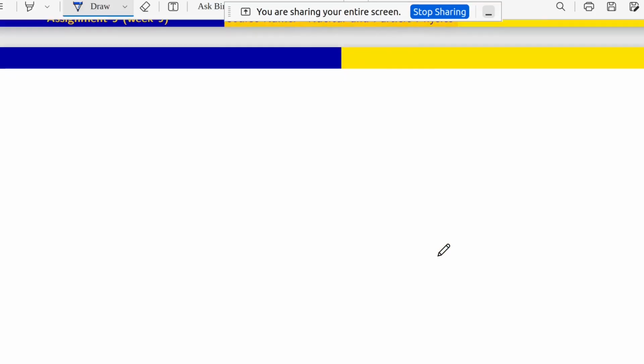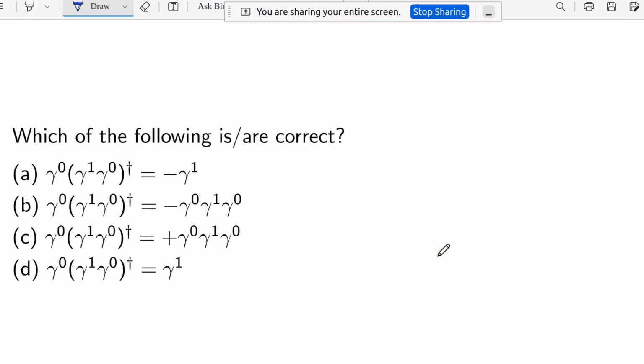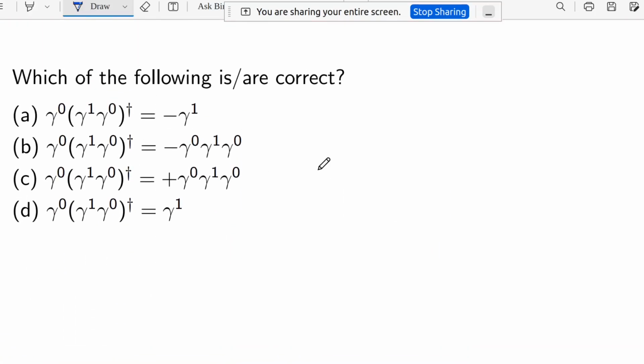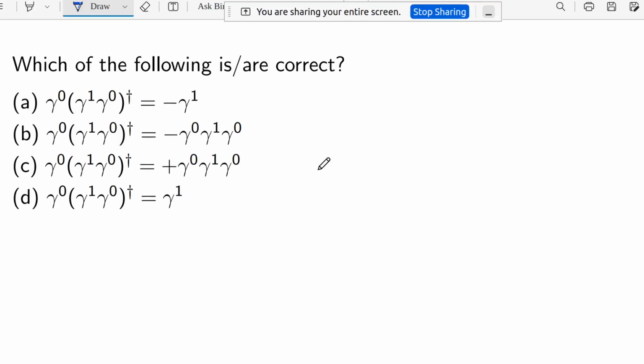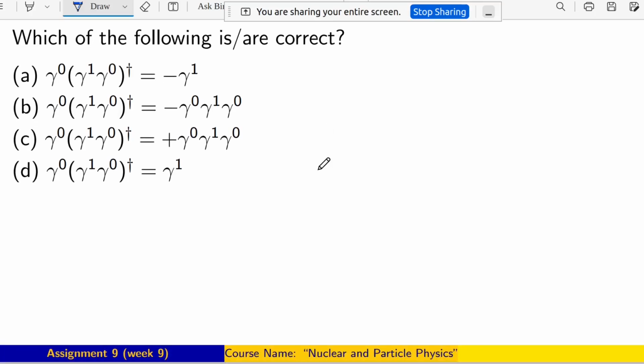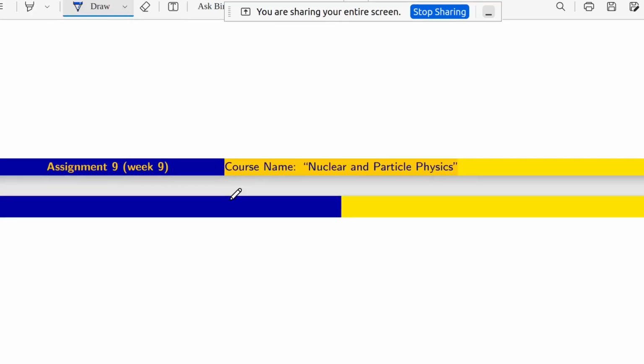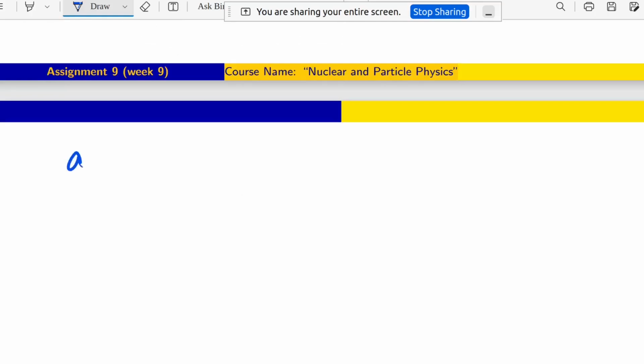Okay. So coming to the next question, which of the following is or are correct? This is also about the gamma function. So we have to calculate which option will be the correct. So let us calculate one by one.